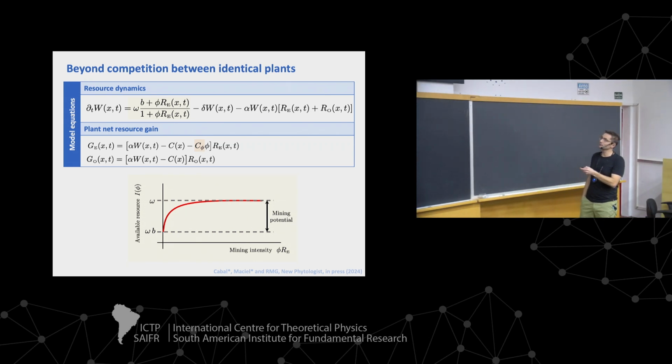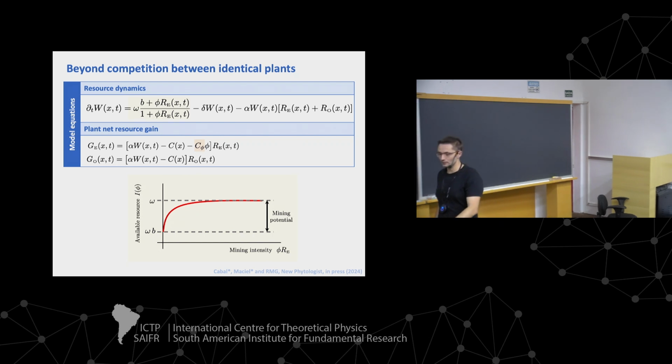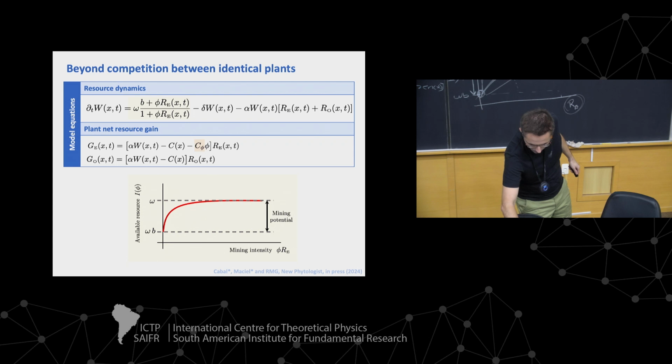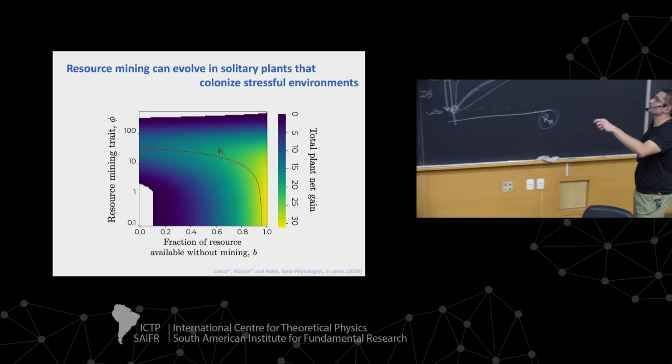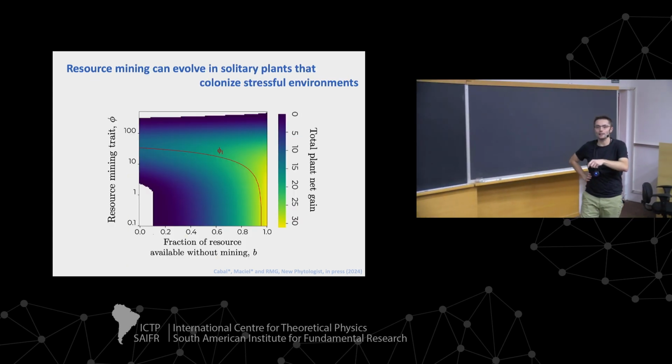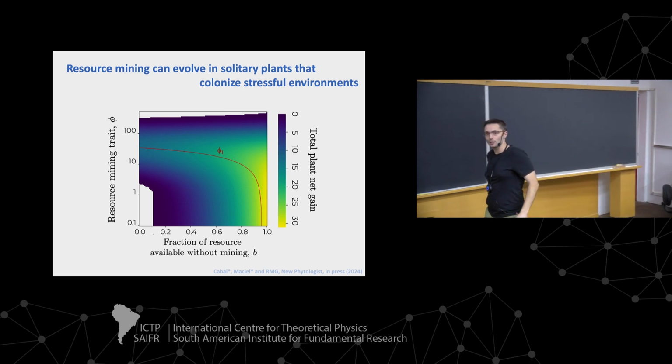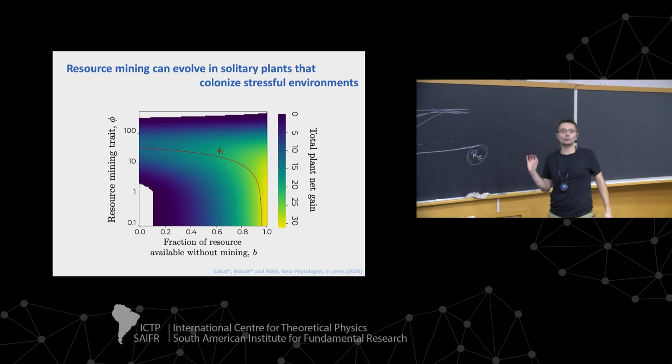And that's why here, wow, what happened? That's why here you see this heat map with these two parameters in the x and y axes. So basically, what you see now on the screen is that for any combination of phi and b, the total plant gain is going to take a value, and there is a curve at which this total plant gain is maximum, which is the optimal value for this resource mining trait. Is there any question up to here? Because this is important if you want to understand this extension.